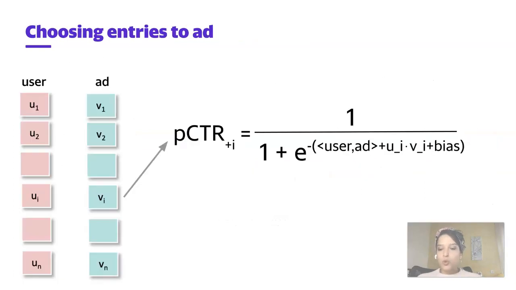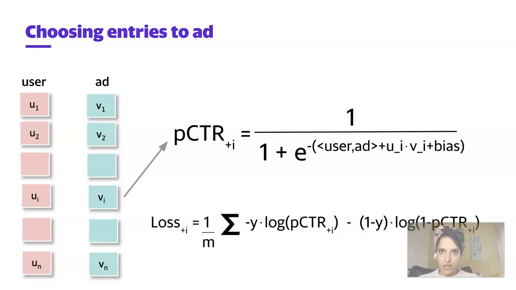So how do we choose which entries to add to the model from the greenhouse? Similar to what we did to identify redundant entries, we now define for each entry set i the PCTR plus i, which is the PCTR of a model containing this new entry set. So the PCTR plus i, we define it by simply adding the multiplication of the u_i and v_i from the greenhouse to the inner product. As before, we will use the PCTR plus i to define loss plus i.